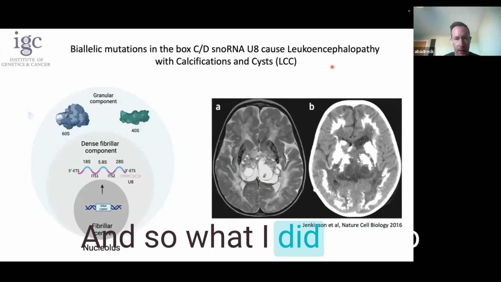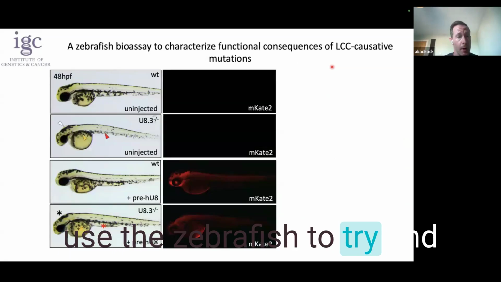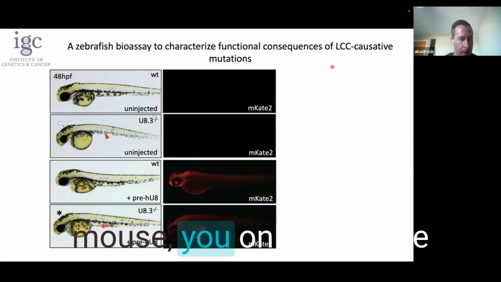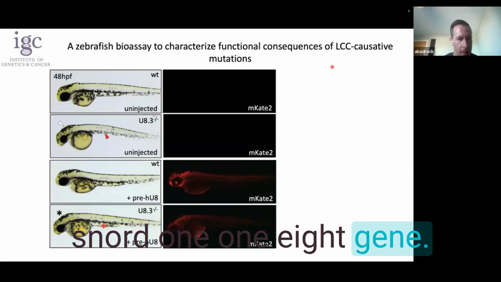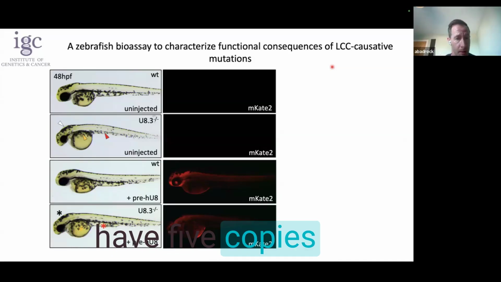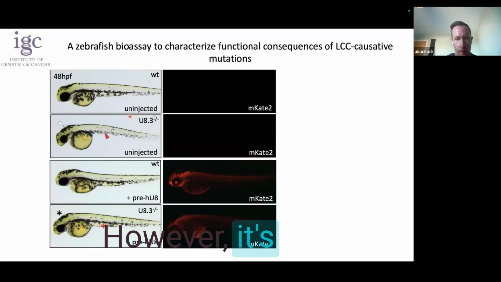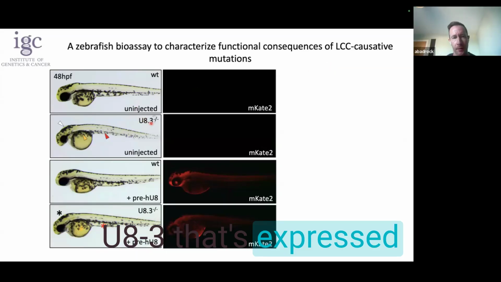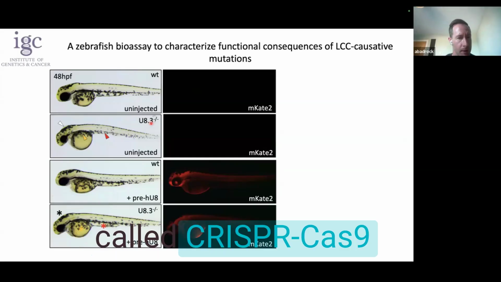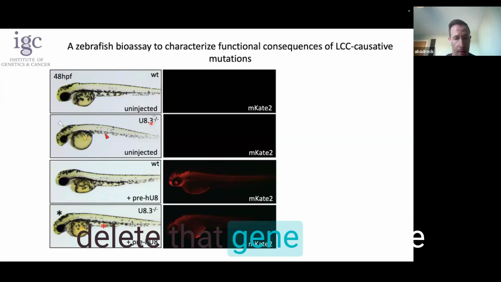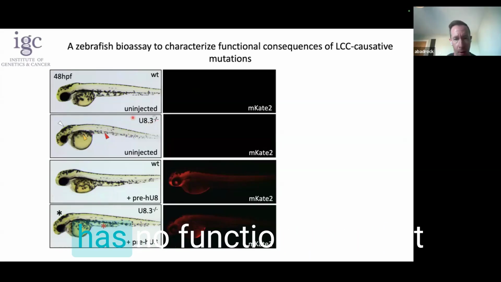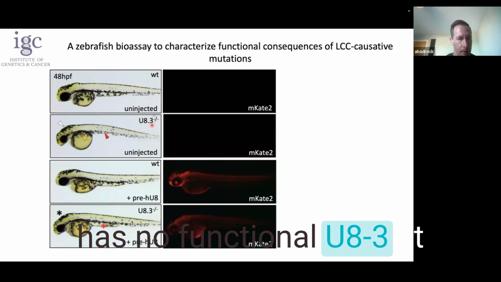And so what I did was to use the zebrafish to try and address this challenge. Now, in a human or a mouse, you only have one SNORD118 gene. The zebrafish are somewhat unusual in that they have 5 copies of U8. However, it's only this U8-3 that's expressed very early in development. So I used a technology called CRISPR-Cas9 to delete that gene from the genome, and what we create is this zebrafish mutant that has no functional U8-3 at all.